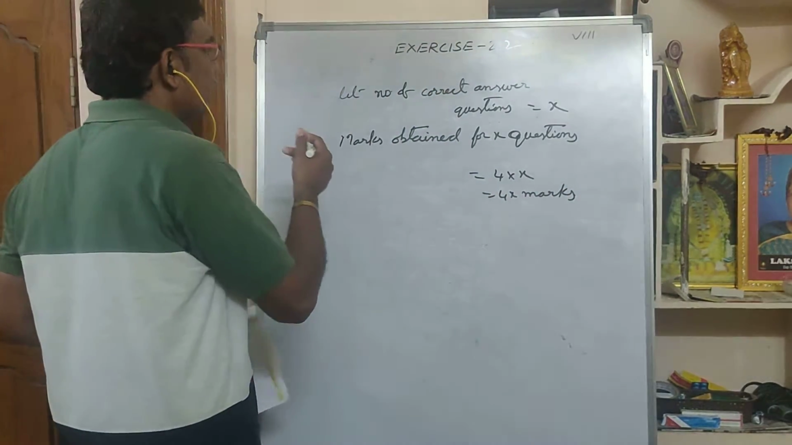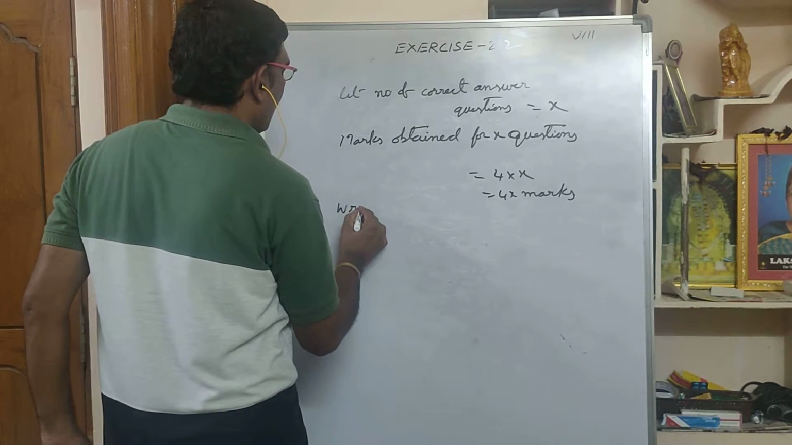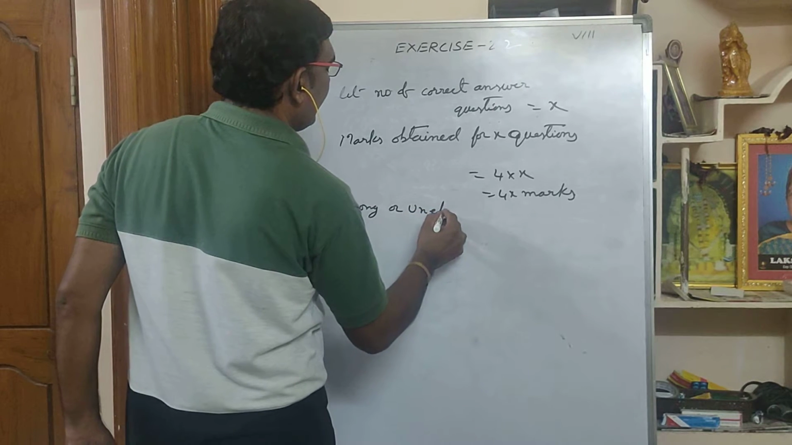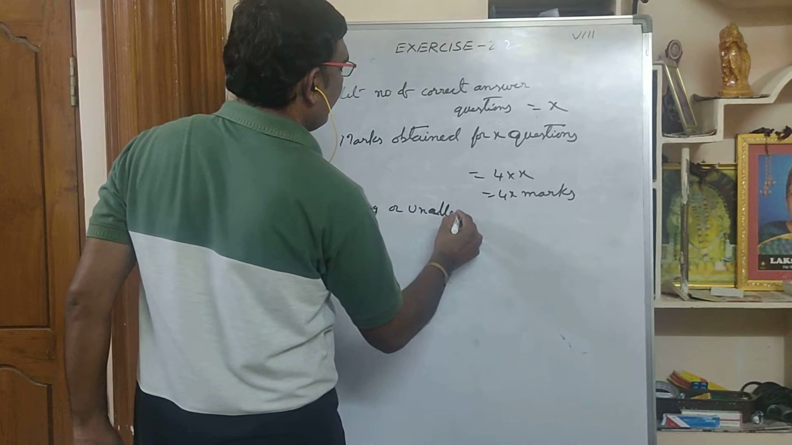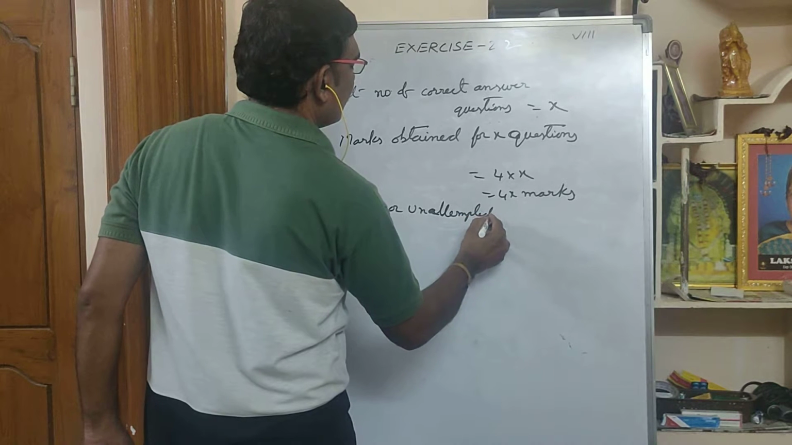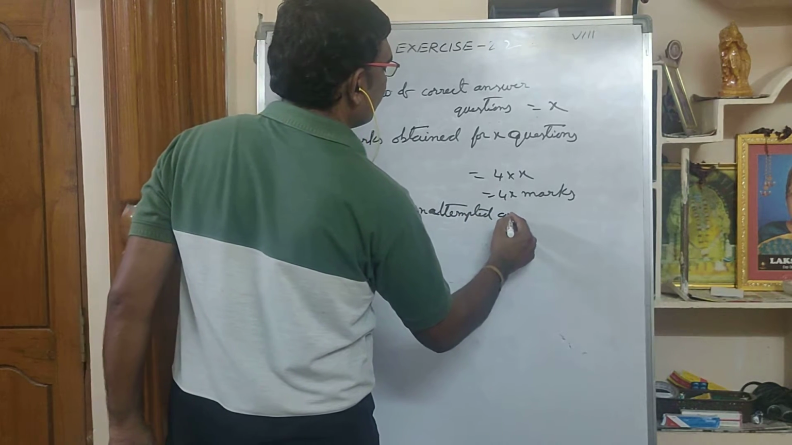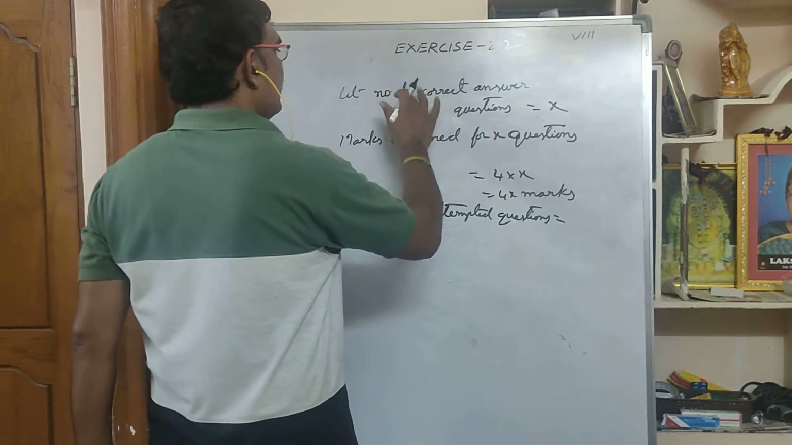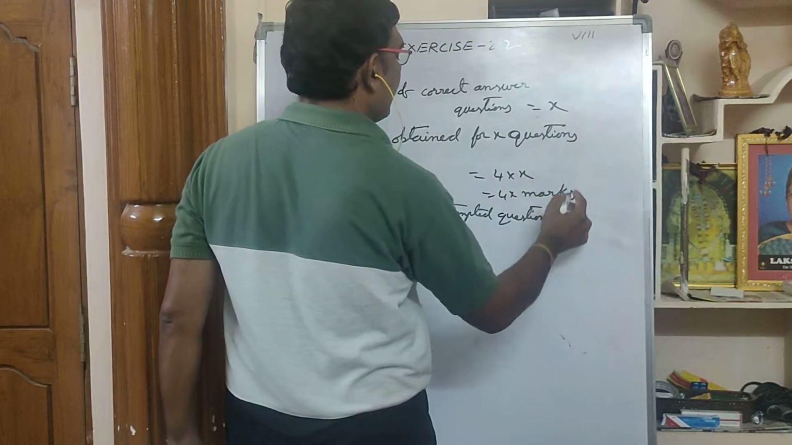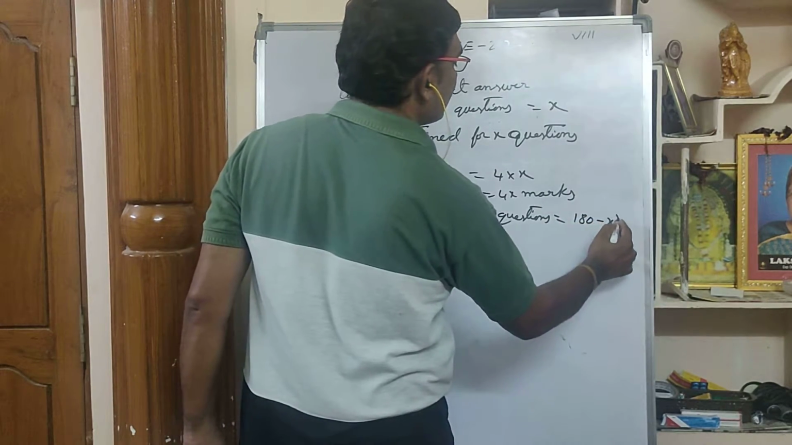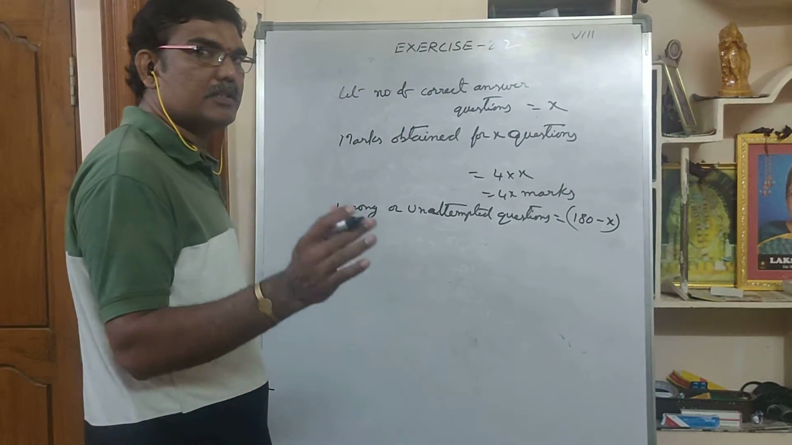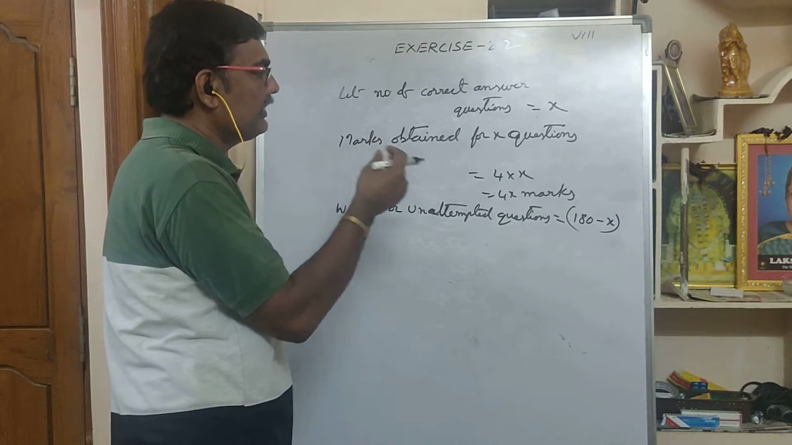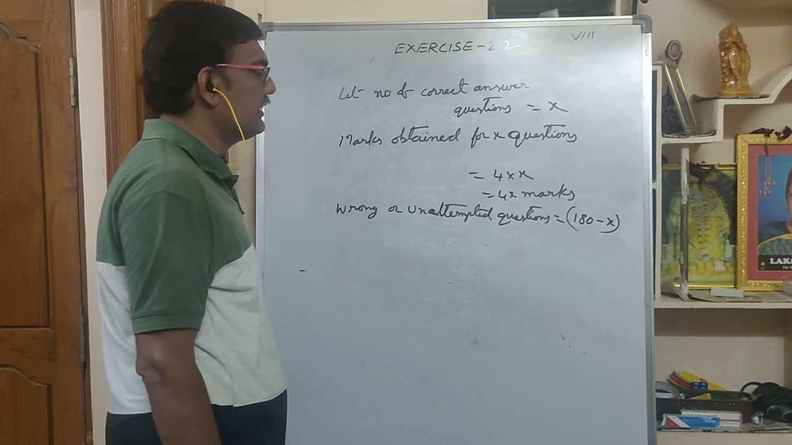Next, wrong or unattempted questions. So total is 180, X already correct, so the remaining will be 180 minus X questions. Because total multiple choice questions are 180. X he did correctly, so wrong or unattempted will be 180 minus X.